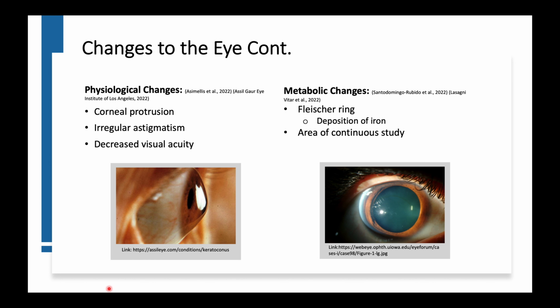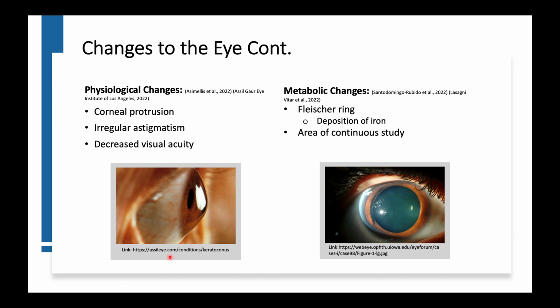Starting with corneal protrusion, which is the outward cone-like bulging effect, this occurs due to the overall thinning and weakening of the cornea as a result of the factors on the previous slide. This corneal protrusion causes irregular astigmatism, which is the loss of the cornea's normal dome shape resulting in abnormal curvature.